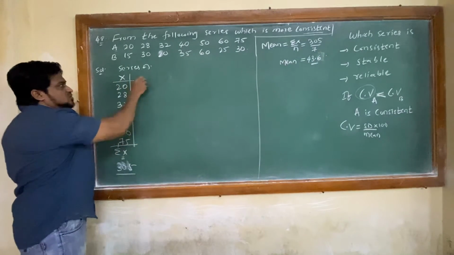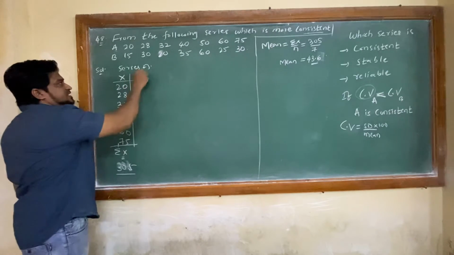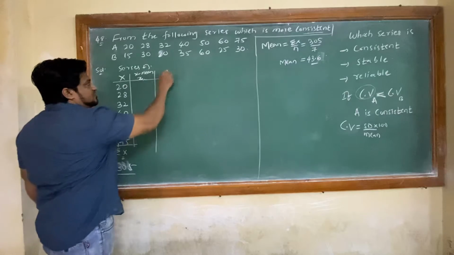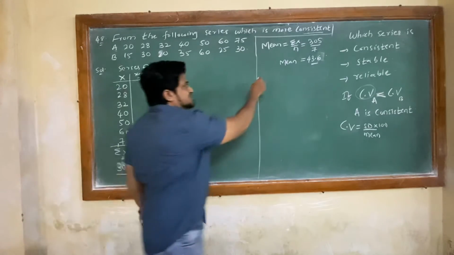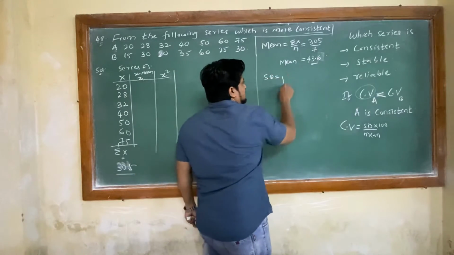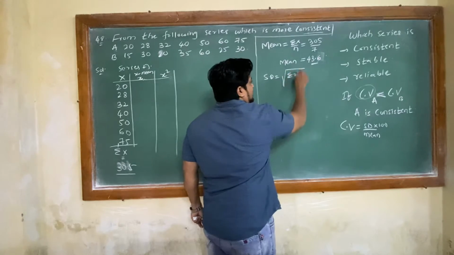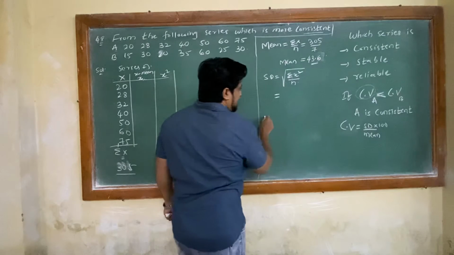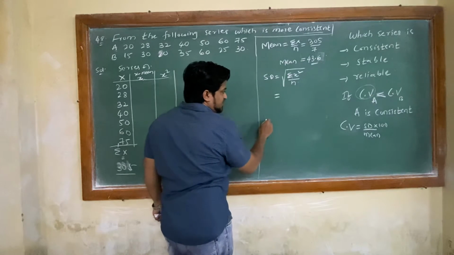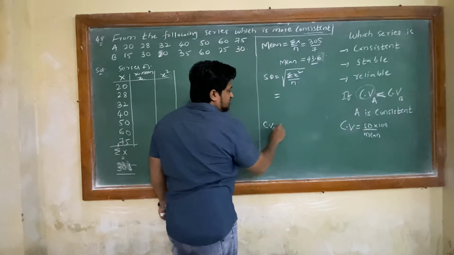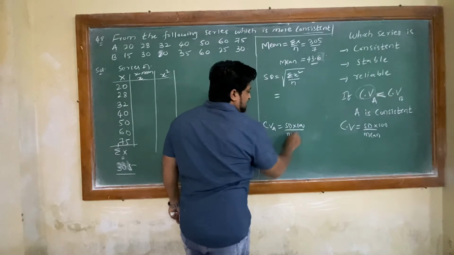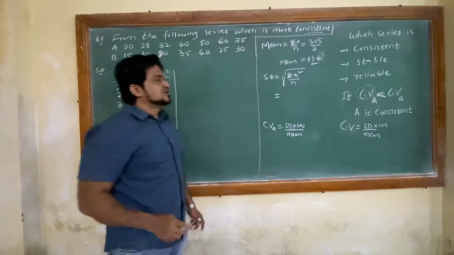We need to find small x, x minus mean. Then we need x square. Why do we need x square? Because in standard deviation, square root of sigma x square by n is there. Why do we need standard deviation? We need standard deviation for coefficient of variance. Coefficient of variance is standard deviation into 100 divided by mean. Once again, check it out.